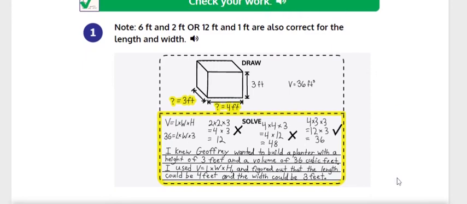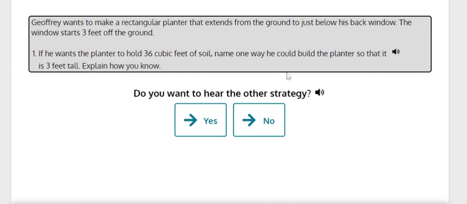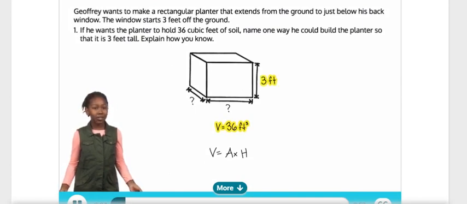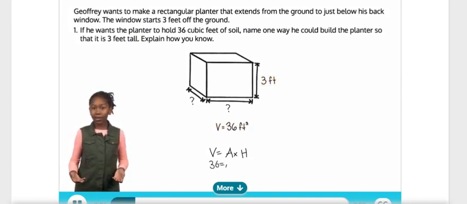Check your work. Note, 6 feet and 2 feet, or 12 feet and 1 foot are also correct for the length and width. I already knew the volume and height of the planter, so I put those numbers in my equation.